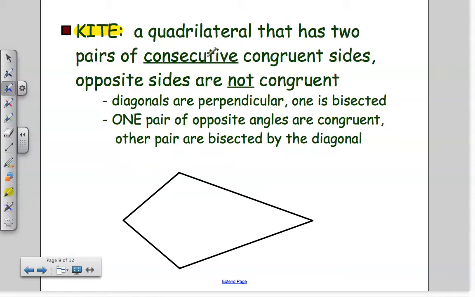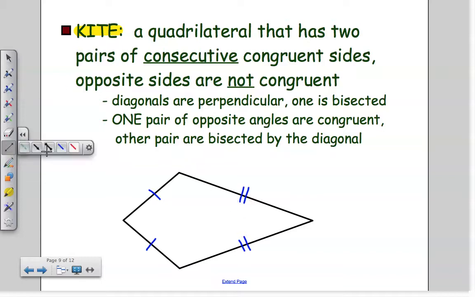So the fact that it has two pairs of consecutive congruent sides means that the congruent sides are next to each other, right? Consecutive means one after another. So this would be one pair of consecutive congruent sides, they're next to each other, and a second pair of consecutive congruent sides, one after another. And notice opposite sides are not congruent in a kite. This is really the same shape of a lot of kites that you would go fly outside.